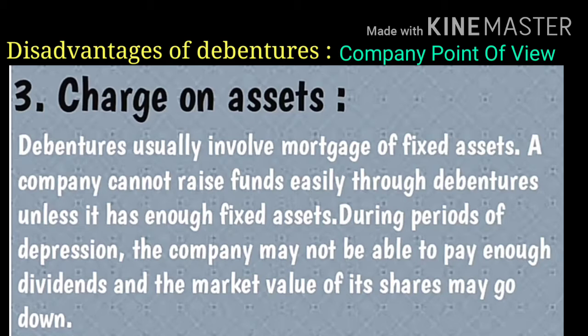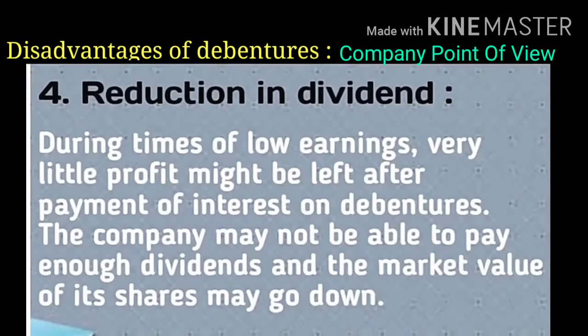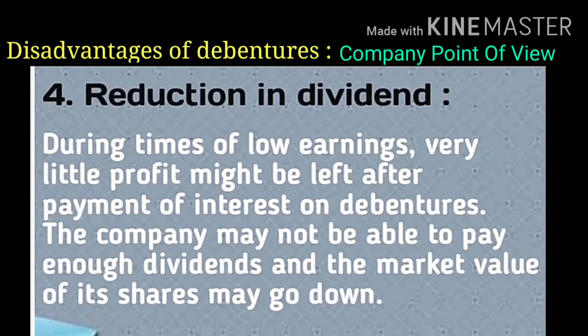Why? Because during the time of depression or loss, the company may not be able to pay enough dividends to the shareholders. Not only dividends, the market value of its shares may go down. Fourth, reduction in dividend. During the time of low earnings, very little profit might be left after payment of interest on debentures. When the company continuously pays interest on debentures, it may not be able to pay enough dividends to the shareholders and the market value of its shares may go down. So it is a great disadvantage during the time of distributing dividends.